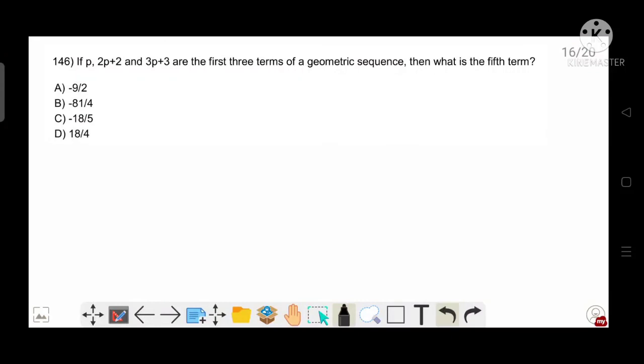Now question 146. If P, 2P plus 2, 3P plus 3 are the first 3 terms of a geometric sequence, then find the 5th term. Since it is a GP, 2P plus 2 divided by P equal to 3P plus 3 divided by 2P plus 2.